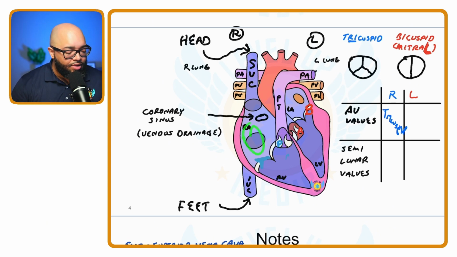So blood came into the right atrium. We'll talk about that in a moment. It went through a valve and then it got into the right ventricle. From the right ventricle, it goes through another valve before it gets to this section here, which is called the pulmonary trunk. But before blood goes into the pulmonary trunk, it goes through a valve. That valve is known as the pulmonary valve.